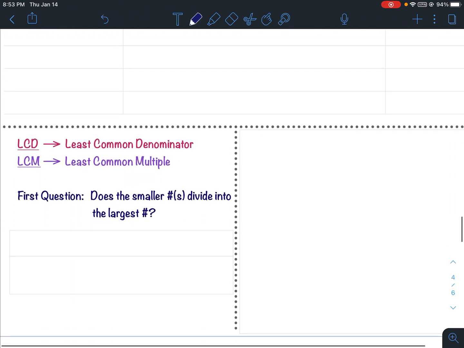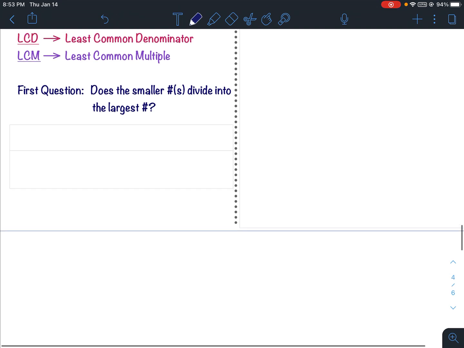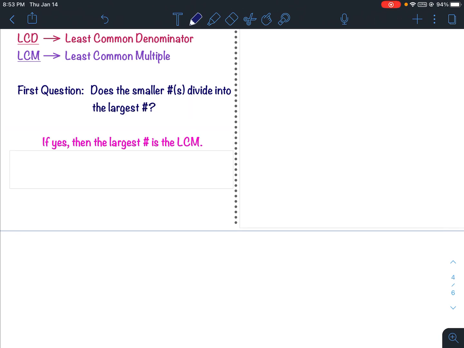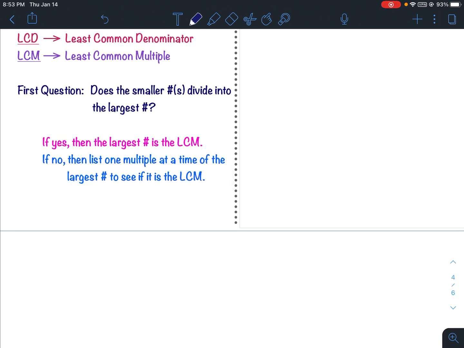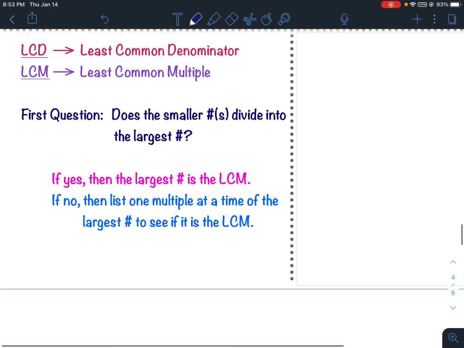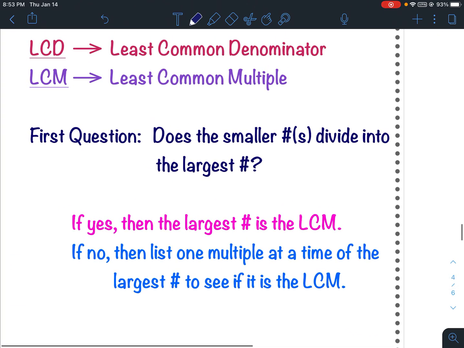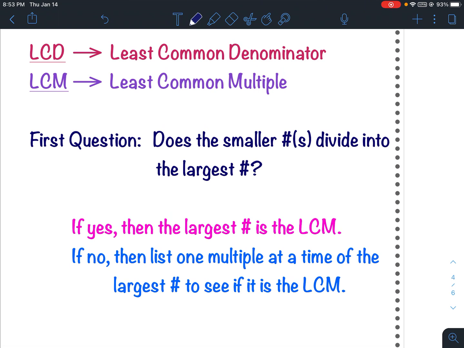So the first question is, does the smaller number or numbers divide into the largest number? If yes, then the largest number is your LCM or LCD. If no, then you list one multiple at a time of the largest number to see if it is the LCM. Now that might be completely confusing, but that's okay. I'll explain what I mean in a moment. Right now I just want you to pause your video and get everything written down.